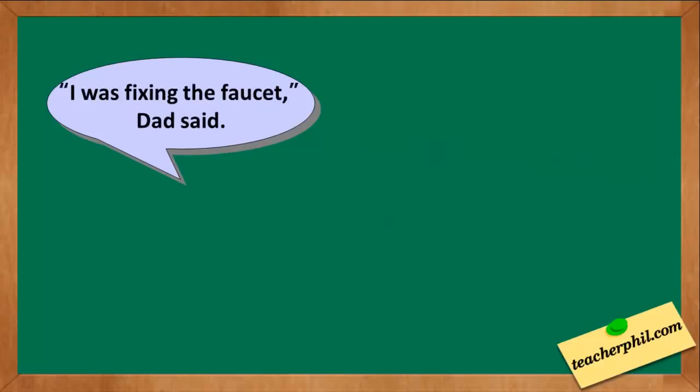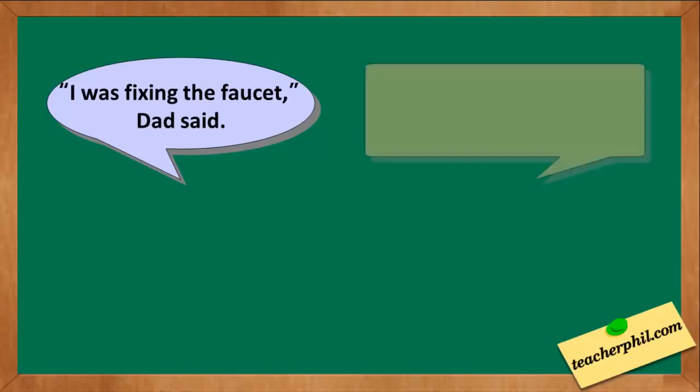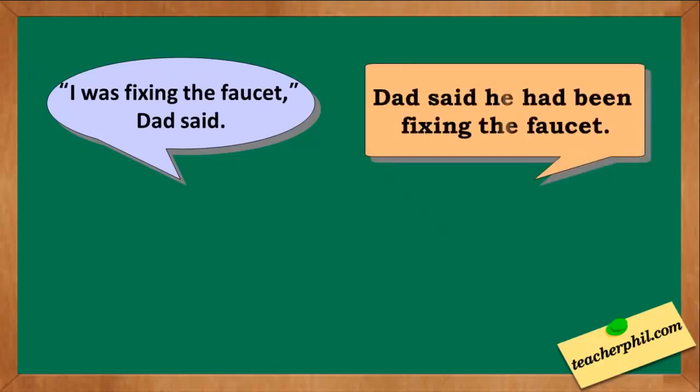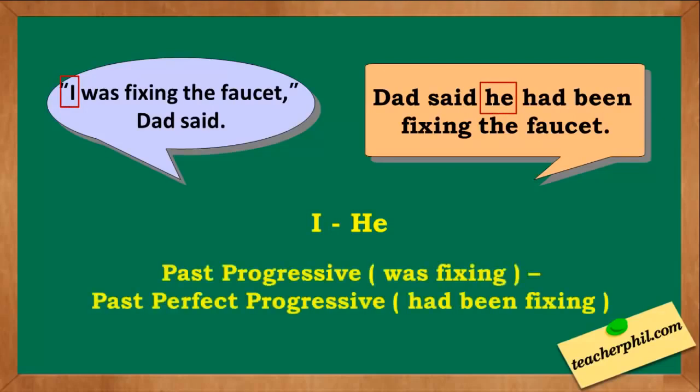The last one: I was fixing the faucet, Dad said. The indirect speech is Dad said he had been fixing the faucet. The pronoun I was changed into he, while the verb in past progressive was fixing was changed into past perfect progressive had been fixing. Did you get them right?